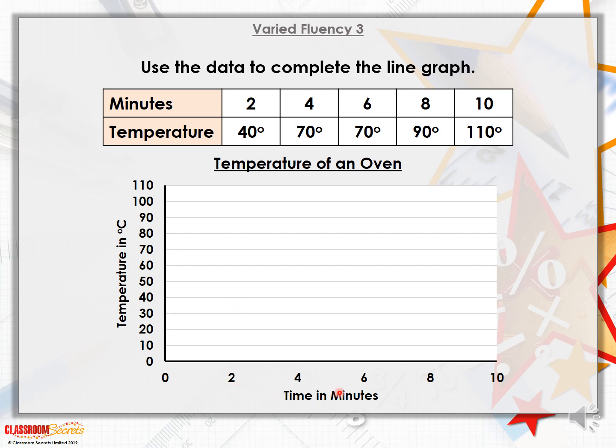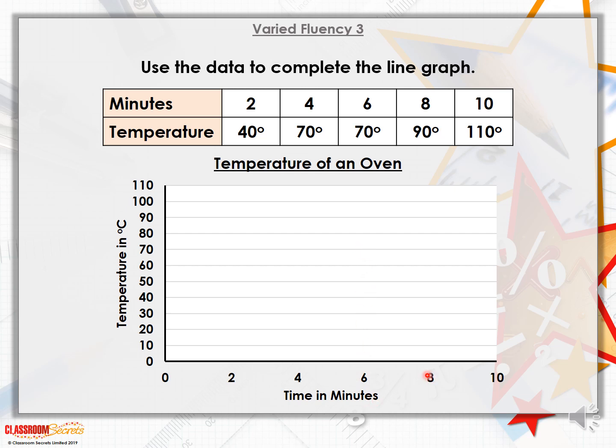Because it says time in minutes, 4. So look at 4 and it says 70. I go over to 4, then I look up the line until I reach 70. So 70 is here, so I go across and make sure it's in line with that 4. I draw a little dot there. Then look to 6 minutes, and it's 70 again, so I make sure that's in line with the 4 minutes there.